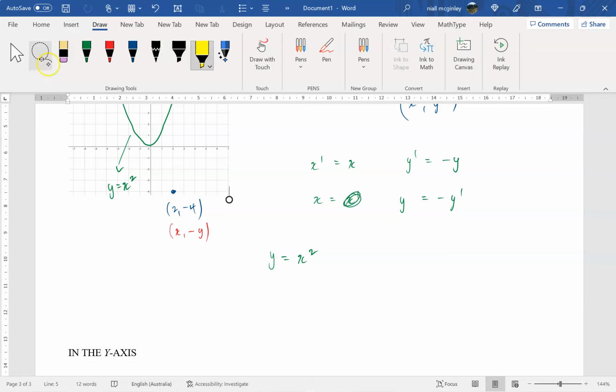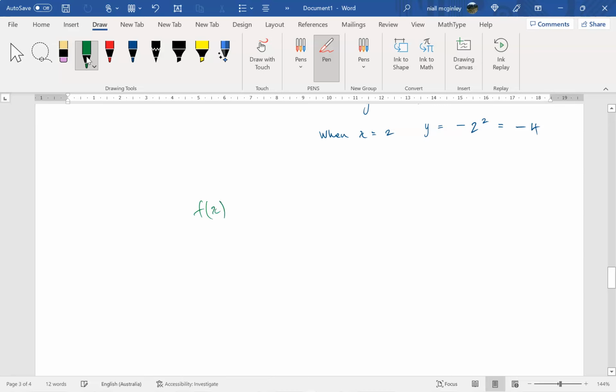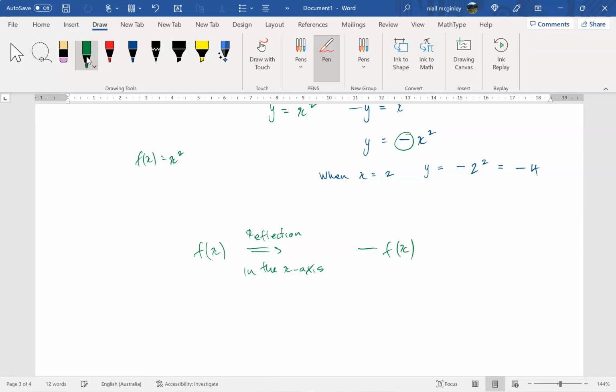So when we're going to use function notation to work this out, we've got the function f(x). If we then do a reflection in the x-axis, and think about it here, it's the y value that became negative, and another way of saying y is f(x). So therefore, this is why we put the minus outside the function as we did here. So the function you see was f(x) equals x squared. When you reflect it in the x-axis, it's going to become negative x squared.